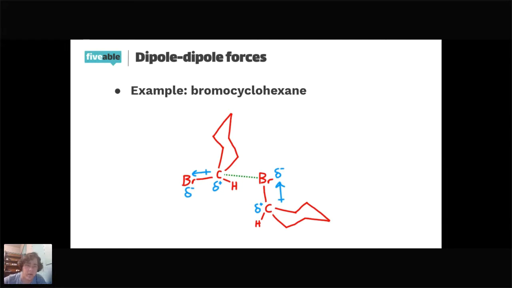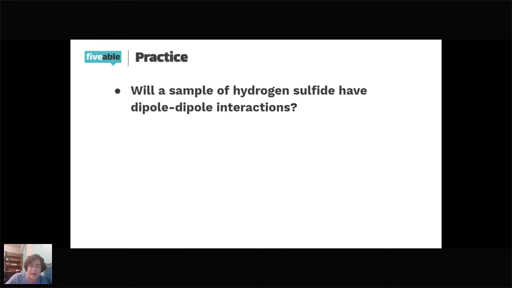Awesome. So we're going to go over practice. The practice is: will a sample of hydrogen sulfide have dipole-dipole interactions? The first step here is to think about the structure of hydrogen sulfide. If you can't really think about it, if you don't know it, draw it out by counting the electrons. What do you guys think? Do you think a sample of hydrogen sulfide will have dipole-dipole interactions?